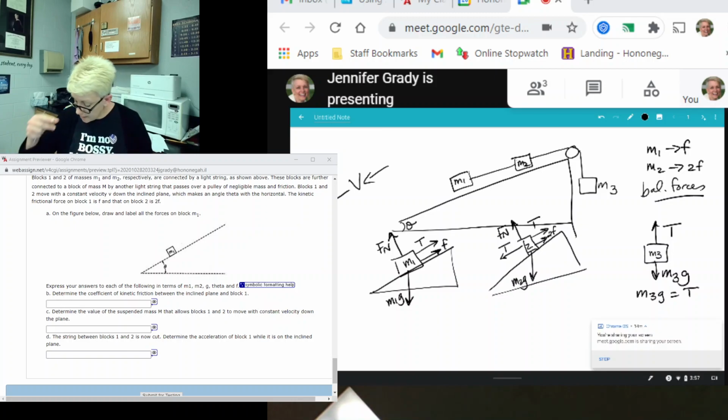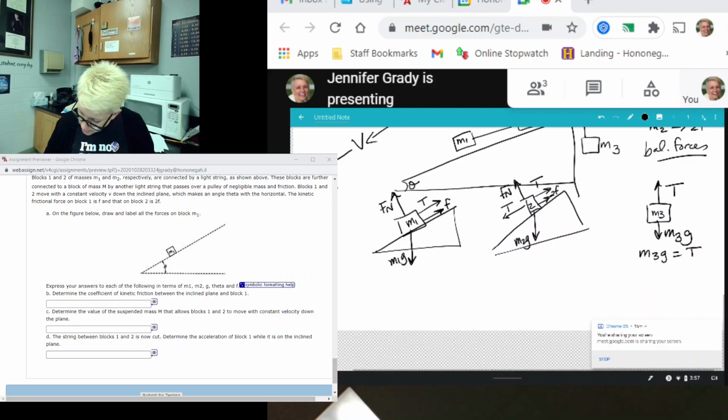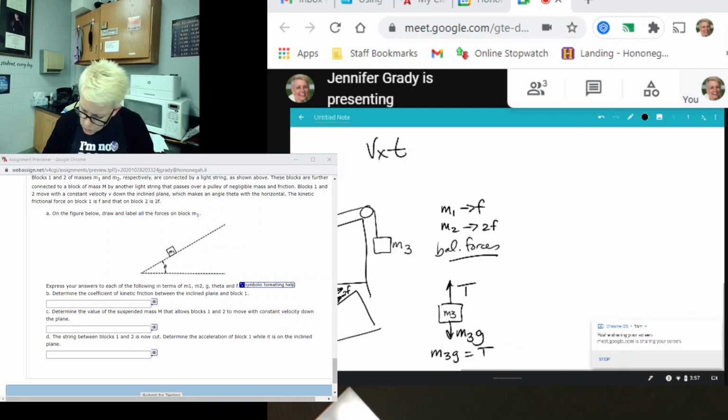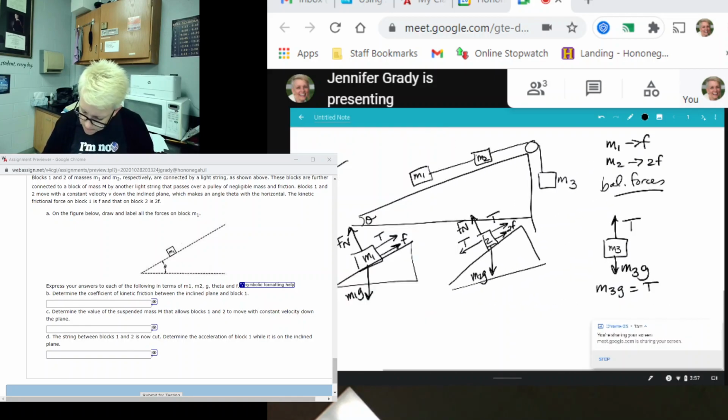Ta-da! Okay, now, what do we want? Coefficient of kinetic friction between the inclined plane and block number 1. All right, so let's focus then on, let's go to block number 1's free body diagram. So I'm going to mess mine up because I don't want to redraw everything.